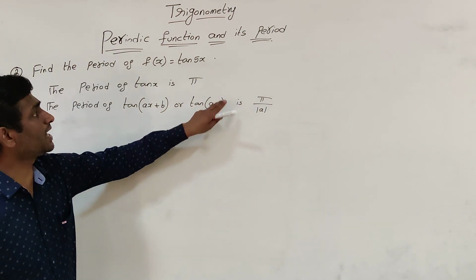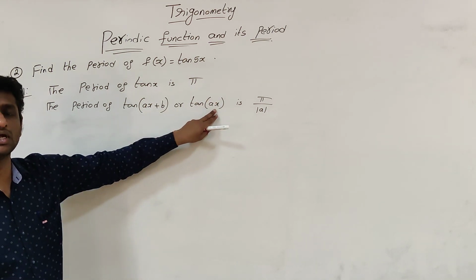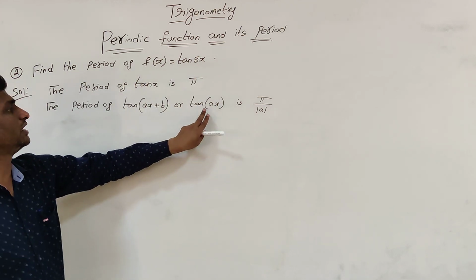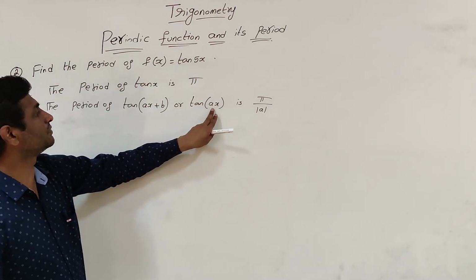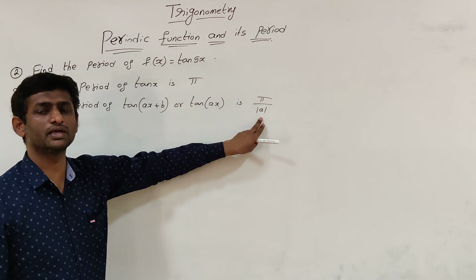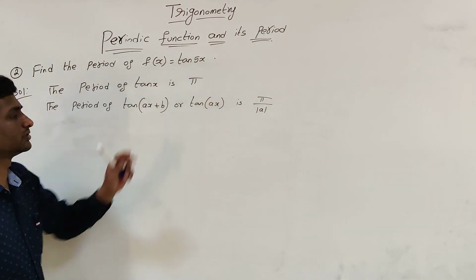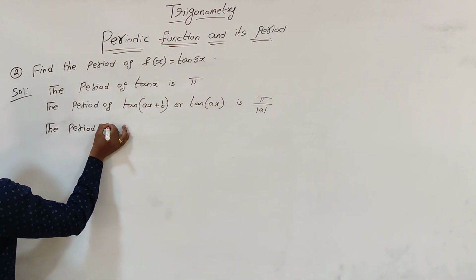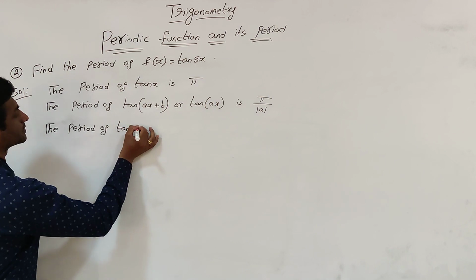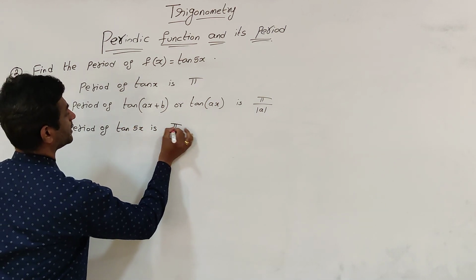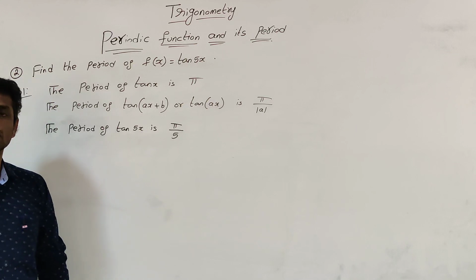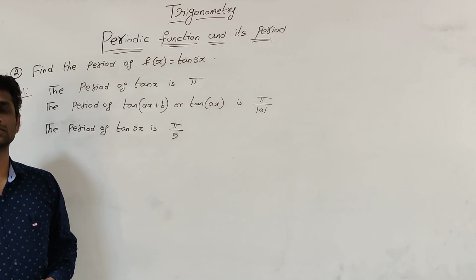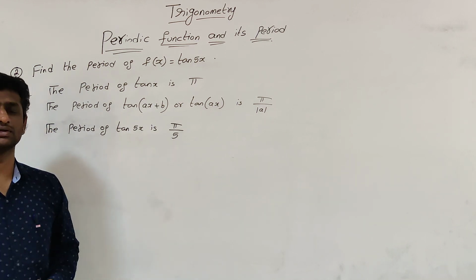Now compare this tan 5x to any one of these trigonometric functions. Tan 5x means in the place of b there is 0, so it will be tan of ax. Now if it is this function, then the period is pi by mod a. Now in the place of a it is 5. So the period of tan 5x is pi by 5. Means for every pi by 5 units, the shape will be repeated. Next question.